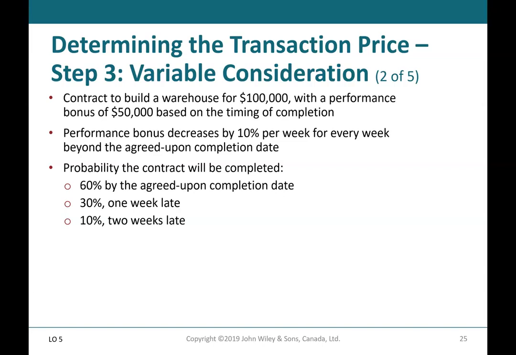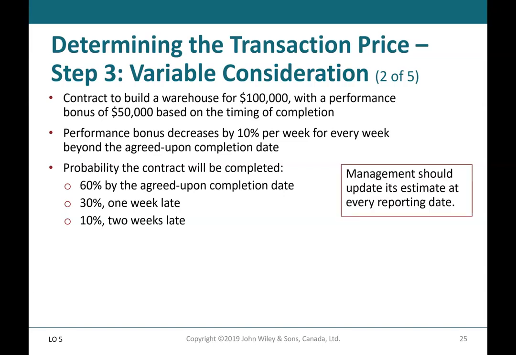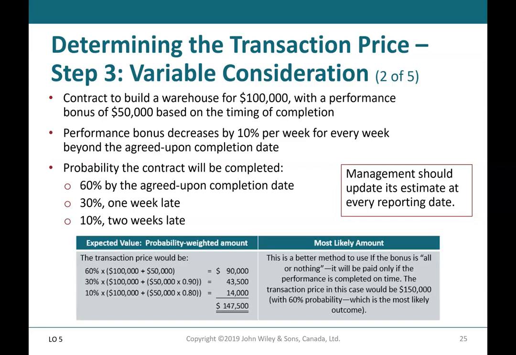Determining the transaction price, Step 3, variable consideration, 2 of 5. Contract to build a warehouse for $100,000, with a performance bonus of $50,000 based on the timing of completion. The performance bonus decreases by 10% per week for every week beyond the agreed upon completion date. Probability the contract will be completed: 60% by the agreed upon completion date, 30% 1 week late, 10% 2 weeks late. Management should update its estimate at every reporting date.